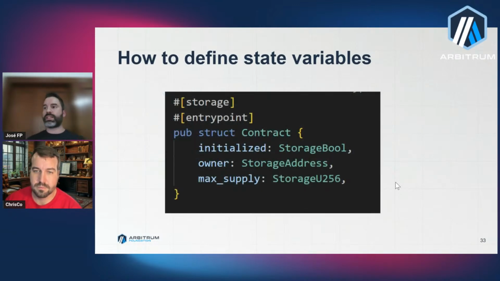Okay, so here is one example. We have a struct called contract. It has both macros, the storage and entry point. And then we have three fields within that struct, okay? We have three state variables for this contract. We have initialized, owner, and max supply. And notice also that we're using special storage types here: storage bool, storage address, and storage U256, because in the end we are going to access storage. So we want to be able to handle those writing and reading operations.